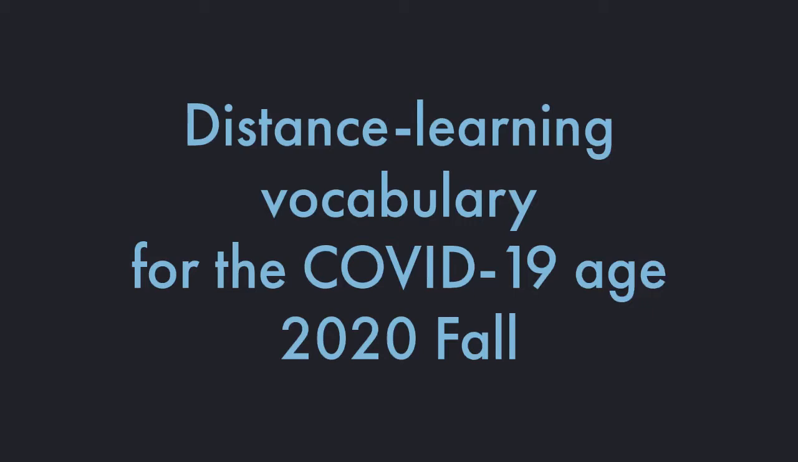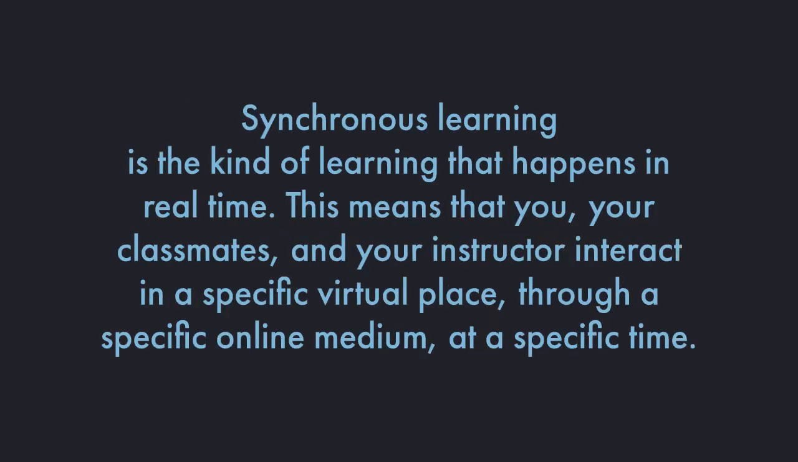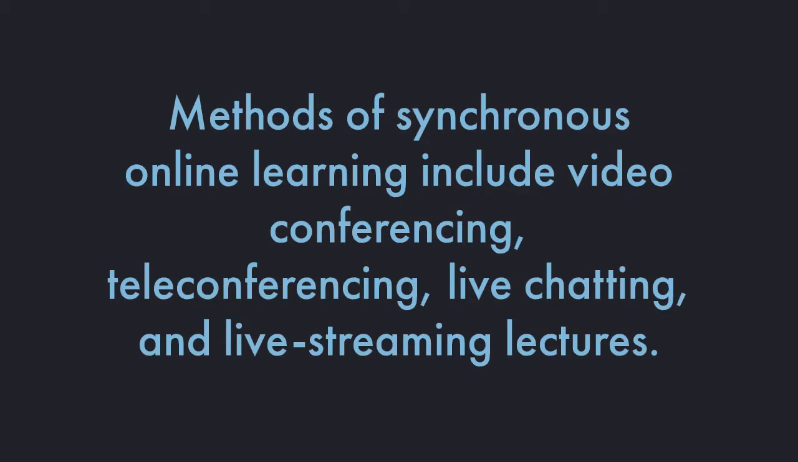Distance learning vocabulary for the COVID-19 age, 2020 fall. Synchronous learning. Synchronous learning is the kind of learning that happens in real time. This means that you, your classmates, and your instructor interact in a specific virtual place through a specific online medium at a specific time. Methods of synchronous online learning include video conferencing, teleconferencing, live chatting, and live streaming lectures.